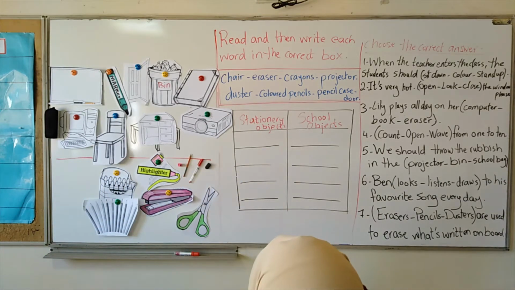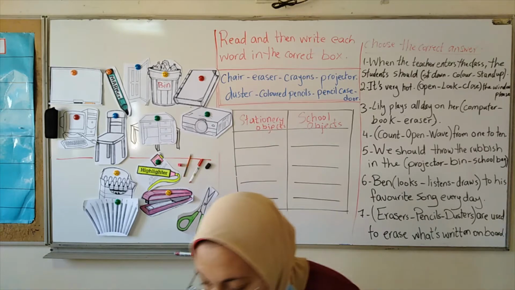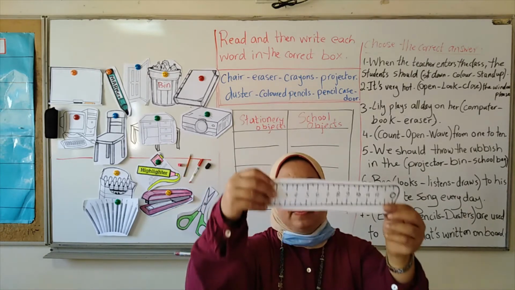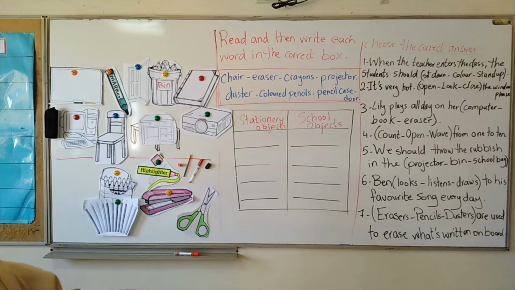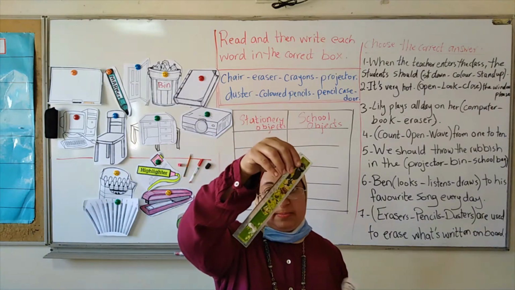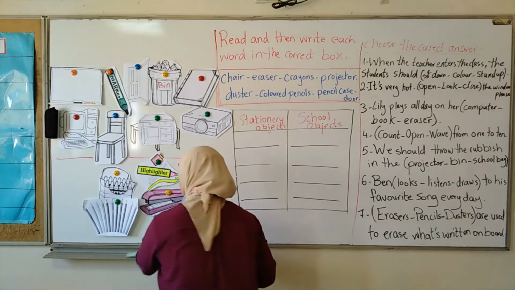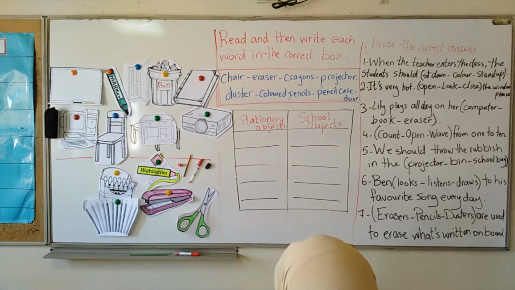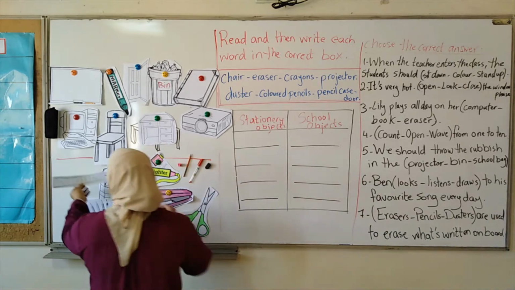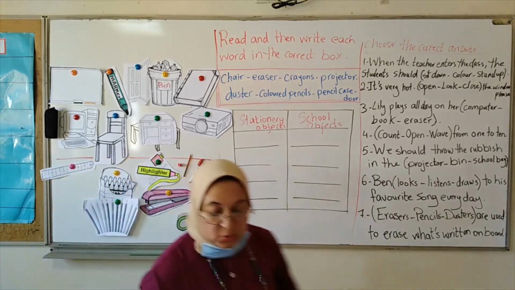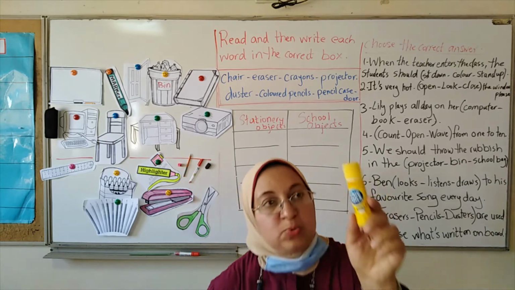Also we have this. What's this? Ruler. This is a ruler. And we have also, do you know what's this one?